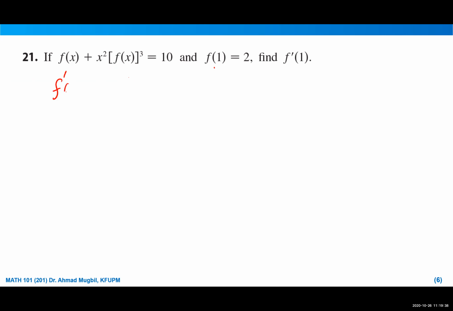What is the derivative here? It will be f prime of x plus... What is the derivative here, Rayyan? The product rule. It will be x squared, the first one, multiplied by the derivative of the second, which is 3 f of x all squared, multiplied by f prime of x. Excellent. Equals 0 because the derivative of 10 is 0.